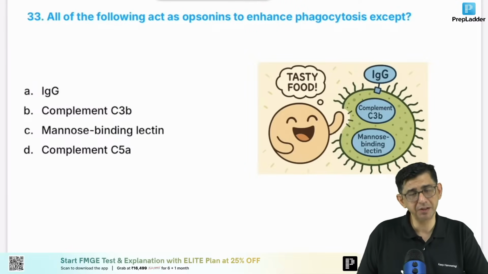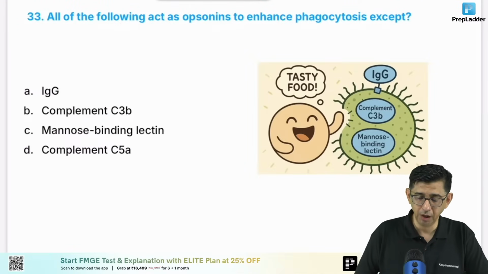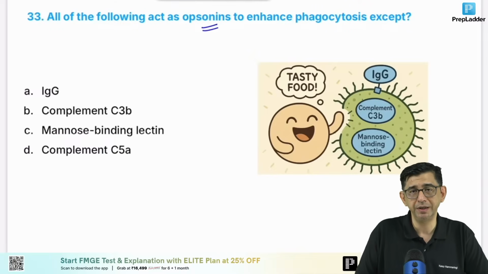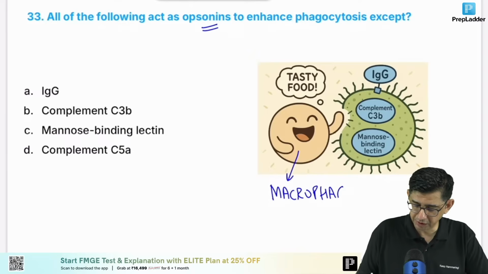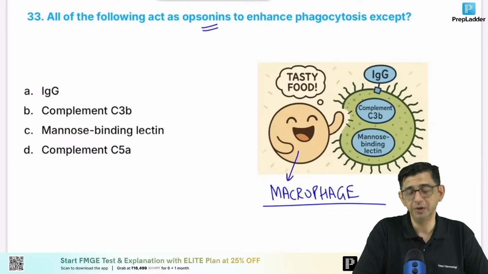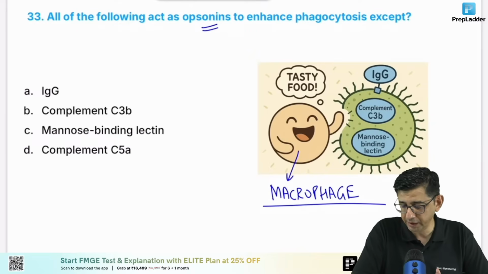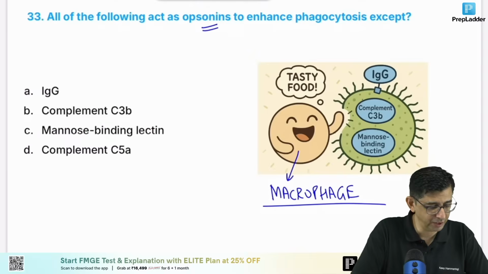Let's move on to the next one, and the cartoon that I made is going to help you solve this question very easily. Opsonins are going to make the bad guys, the bacteria, tasty to the security system. So this is a phagocyte, a macrophage, and he's very happy to eat the bacteria. He's finding the bacteria very tasty because it is coated by all chutneys, and the chutneys are like immunoglobulin G and complement and mannose binding lectin, as we used to study in our undergraduate days.